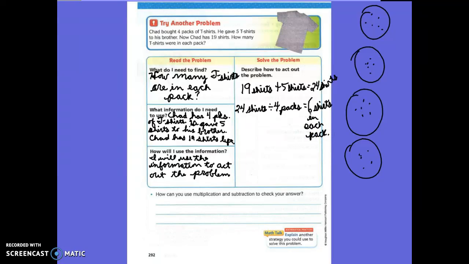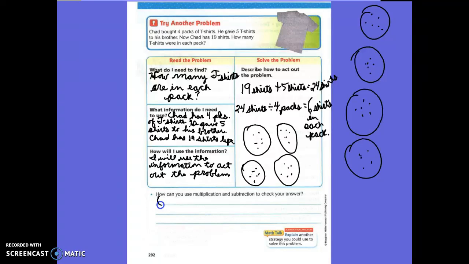And actually, I think they would like for you to show your work down here. So we found the answer. Show the four equal groups down here. Okay, boys and girls, the question on the bottom says, how can you use multiplication and subtraction to check your answer? Basically, you're doing the opposite operations of what you did to solve this problem. So start with your answer. What is our answer at the end? Six shirts in each pack.